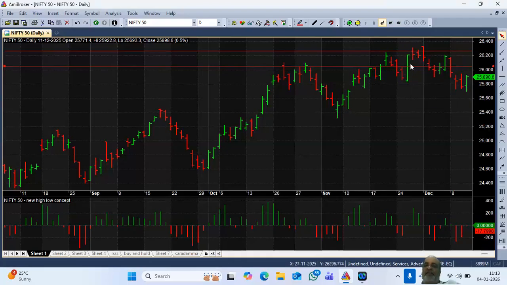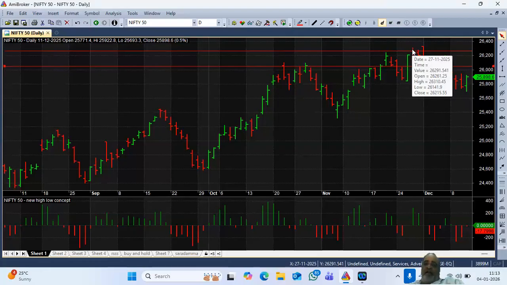But the thing is, the closing is below the open, and the bar is a red bar, which is a suspicious one. So we need to wait for at least 2 more days for additional confirmation. And on the next day, the bar is an inside bar, and the previous day high has not been surpassed.